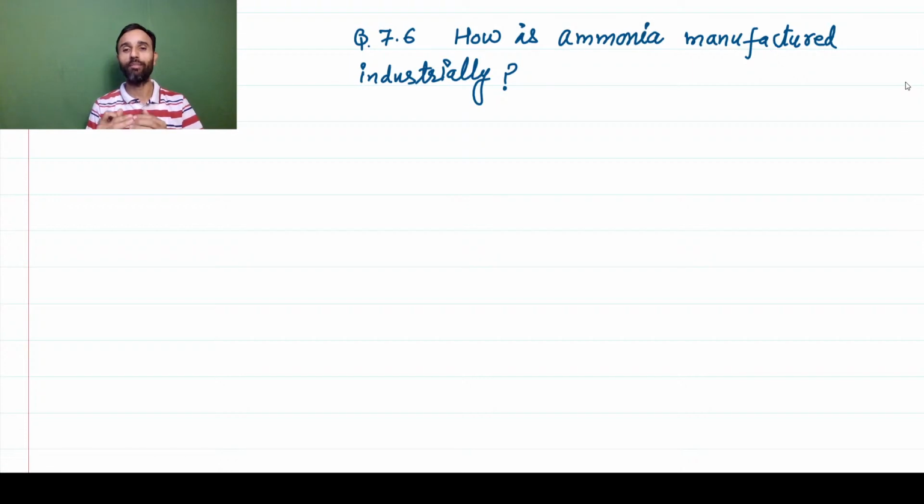How is ammonia manufactured industrially? Means industrial preparation of ammonia.